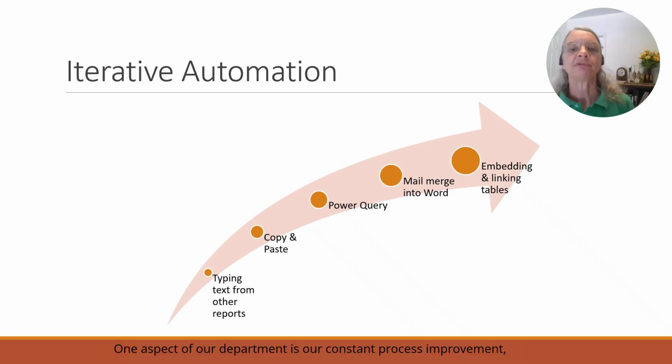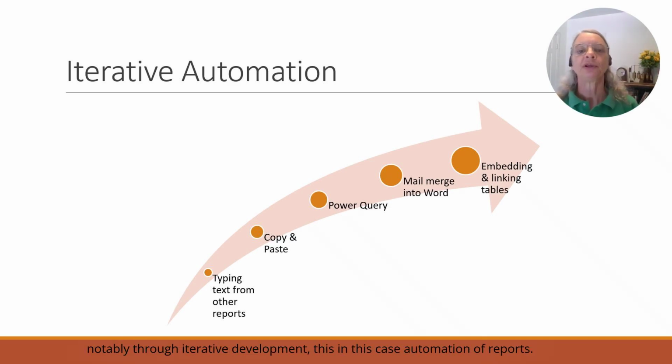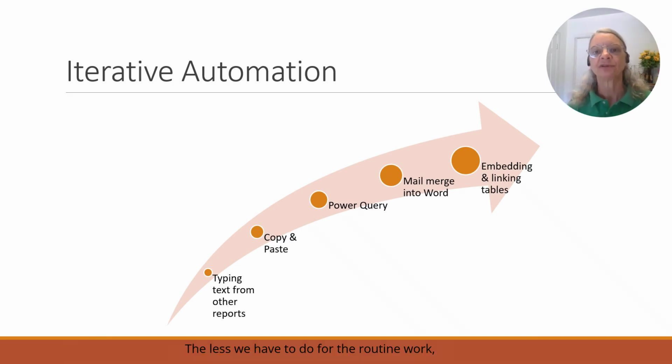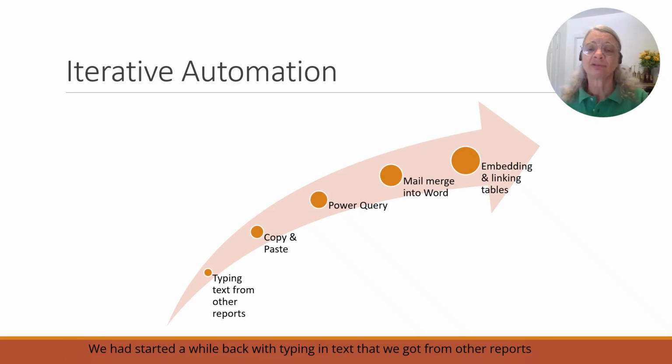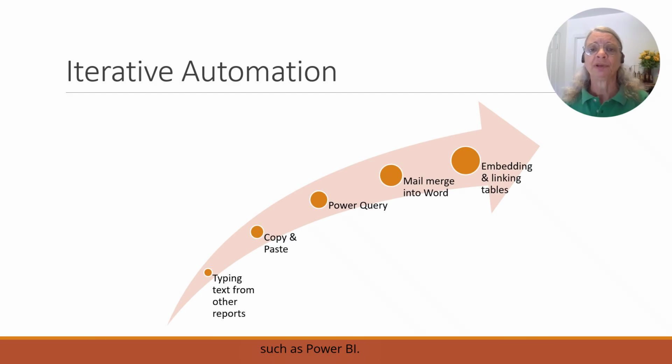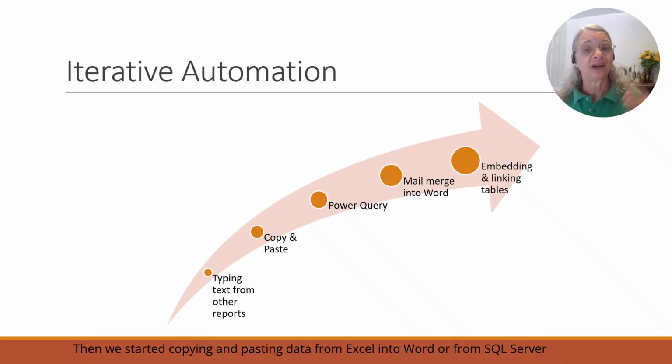One aspect of our department is our constant process improvement, notably through iterative development. In this case, automation of reports. The less we have to do for the routine work, the more time we have to work on the more challenging tasks. We had started a while back with typing in text that we got from other reports, such as Power BI. Then we started copying and pasting data from Excel into Word or from SQL Server into Excel.